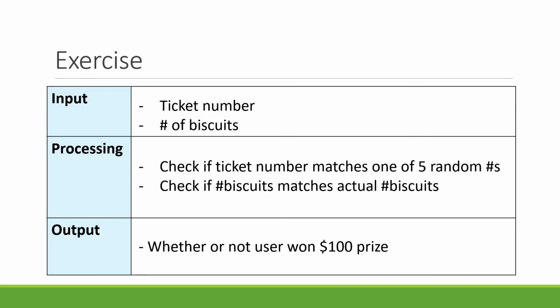Now the processing, there's two different processing tasks. We're going to have to obviously write both, but when the program's running, only one of these two tasks is going to end up executing. Either we check the ticket number to see if it matches one of 5 random numbers. Now we're going to have to add the code to draw 5 random numbers, or we have to also write the code to check and see if the input number of biscuits matches the actual number of biscuits. So we have two processing tasks. Let's take a look at the logic for these.